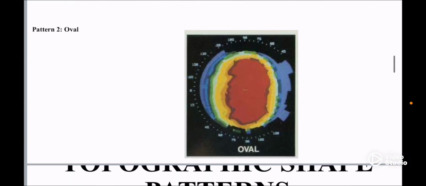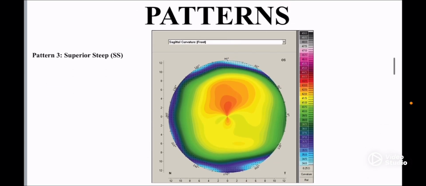Number two is oval pattern. Here we can see the oval red area which depicts a larger cone. Number three is superior steep.